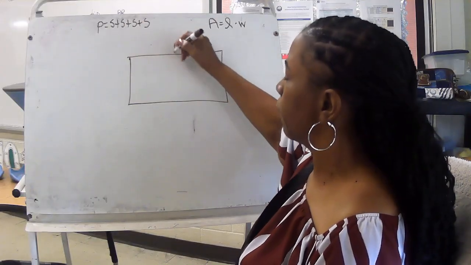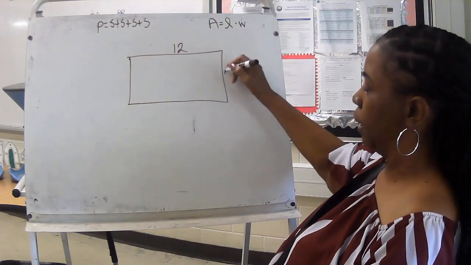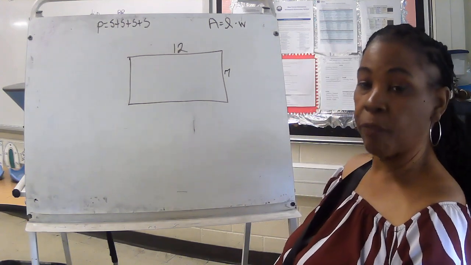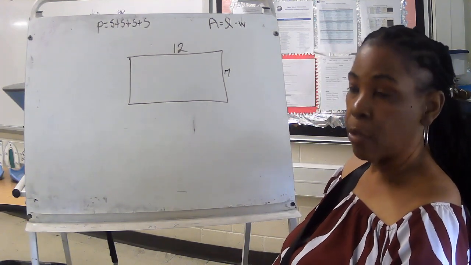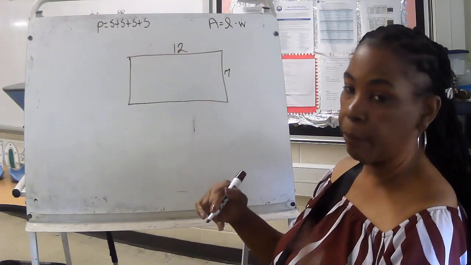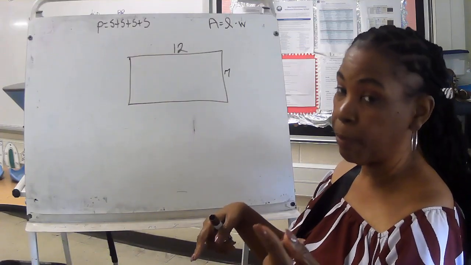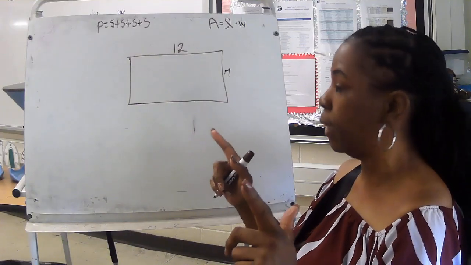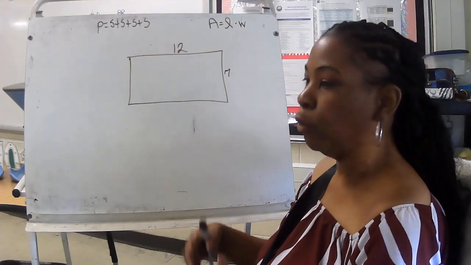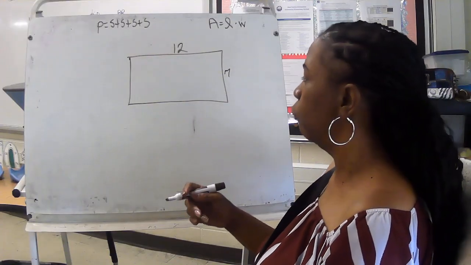Okay, so I want to give this one 12, and I want to give this one 7, and I'm going to ask the scholars to find the perimeter. So the first thing I want them to do is to draw the rectangle. It's either going to be a rectangle or a square. Most times a rectangle, and it'll be stated like a rectangular frame, a rectangular rug. It'll basically tell you what shape you need to draw.